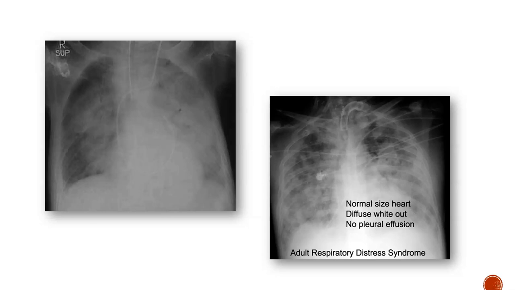Here is a picture of diffuse bilateral opacities on a chest x-ray. The lungs typically on a chest x-ray are black, as you are looking for air-filled alveoli. Once something fills the alveoli, it now appears white. In pneumonia, you may see this opacity in one lobe, but definitely not all over.